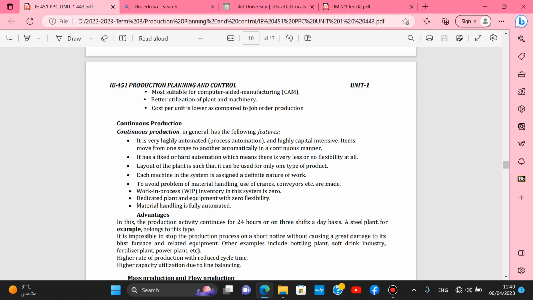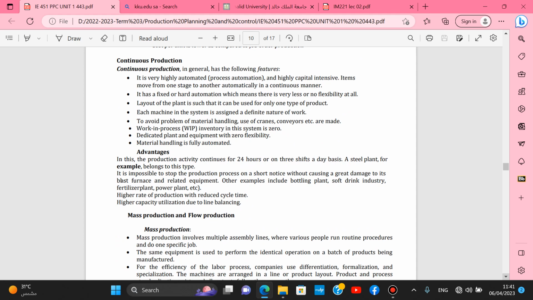What are the advantages of this type of production? And the production activity continues for 24 hours or on 3 shifts a day basis. A steel plant مثلا, for example, belongs to this type. It is impossible to stop the production process on a short notice without causing great damage to its blast furnace and related equipment. عادة ما يتوقفوا.